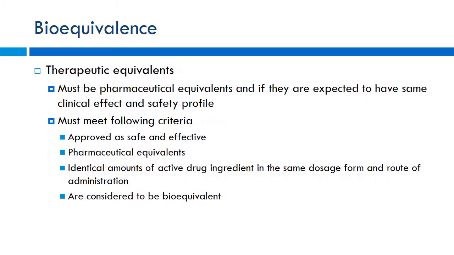Okay. Next slide. Therapeutic equivalents, again, have to be pharmaceutically equivalent first, and they're expected to have the same clinical effect and the same safety profile. You also have to show some additional things to be considered therapeutic equivalents. You have to show that they're going to be safe and effective. Pharmaceutical equivalents already are kind of the baseline they have to meet. They'll have identical amounts of active drug, the same dosage form, the same route of administration, and they have to be considered bioequivalent. So they have to show those studies to show that they're going to get pretty much the same graphs between the brand and the generic product.